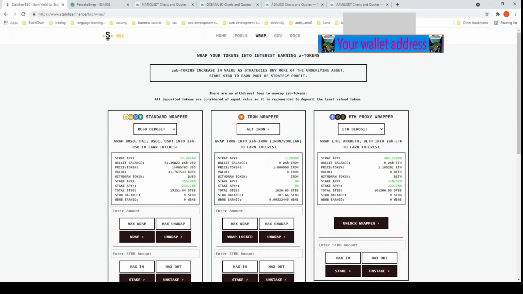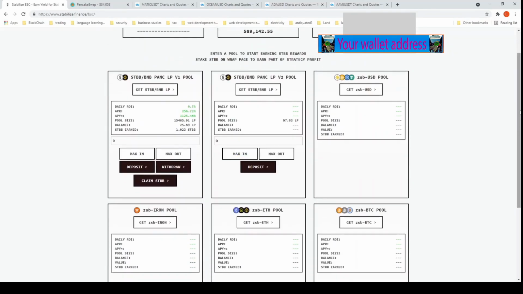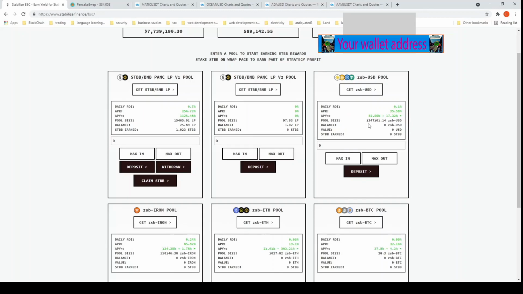I have 41. So I want to make more rewards with those. What will I do with them? I will then move back to pools, where I see my ZSB USD pool. Okay. So this strategy card stacks on top of the other standard wrapper strategy card. So I have 41 of what this takes, this ZSB USD. So I'm going to max in the 41.36. And I'm going to deposit it.